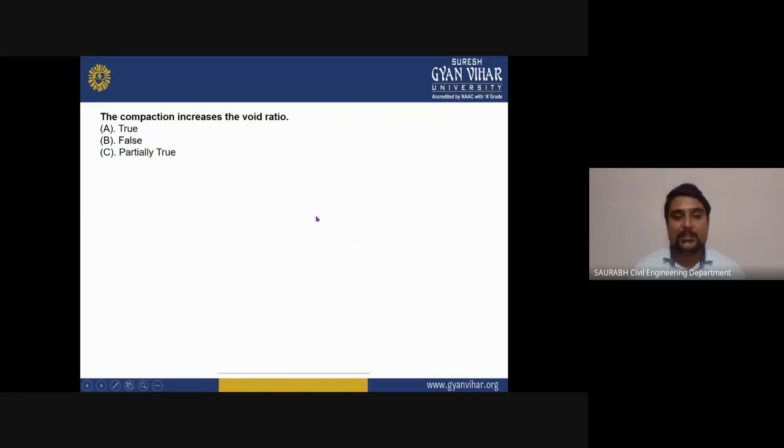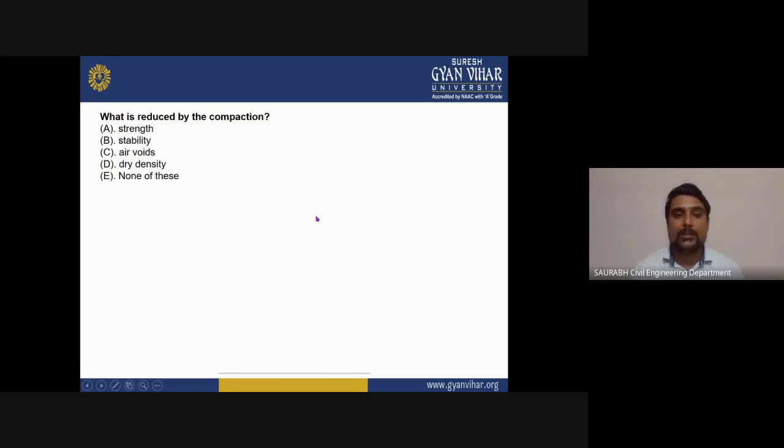Compaction increases the void ratio: true, false, and partially true. What will be the right answer? The right answer will be B. It is false. It decreases the void ratio. It cannot increase the void ratio. That's why we get good strength by decreasing the void ratio.